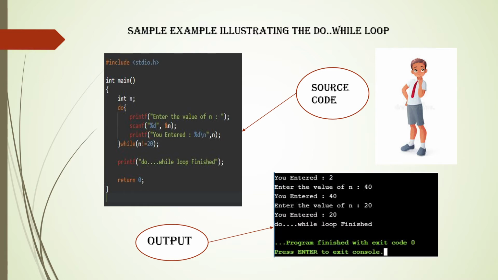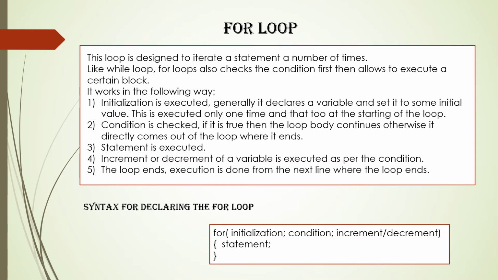Now next comes the for loop. It is the loop which we will be using most of the time. It has mainly three parts: initialization, condition and increment or decrement. In the initialization part, generally we declare a variable and set it to some initial value. This part is executed only one time, and that too at the start of the loop. The second is the condition. If it is true, then the loop body continues. Otherwise, it directly comes out of the loop where it ends. The third is increment or decrement. It is done as per the user's requirement.